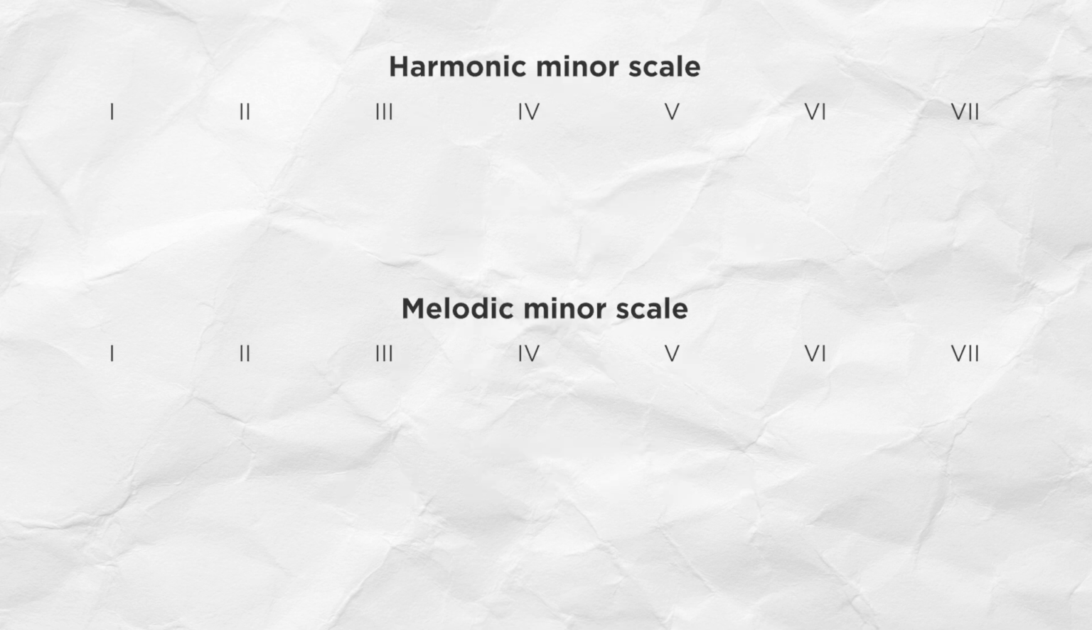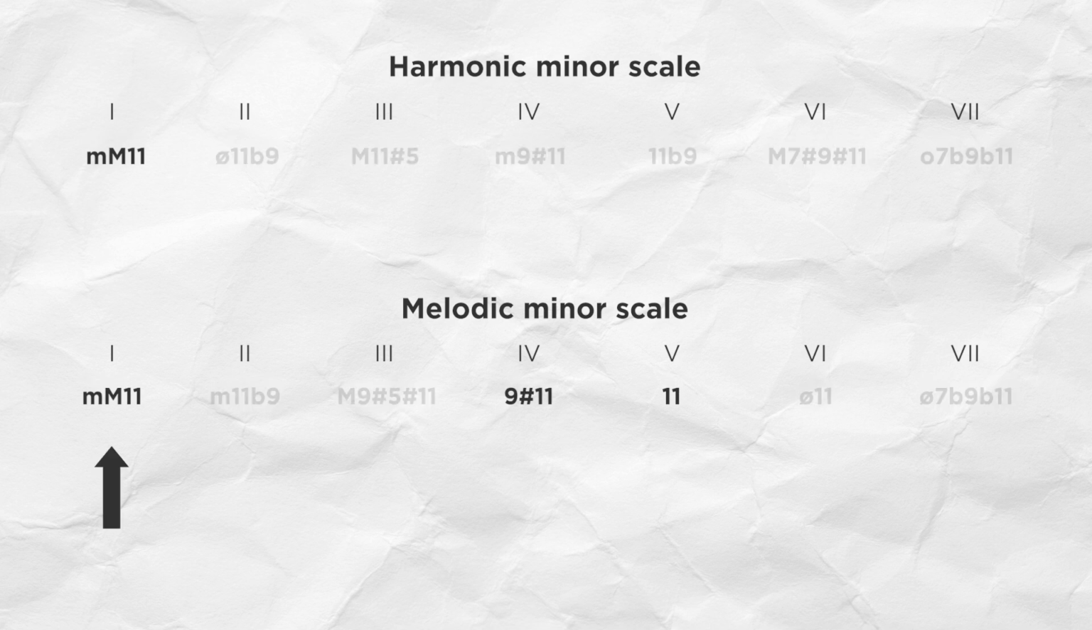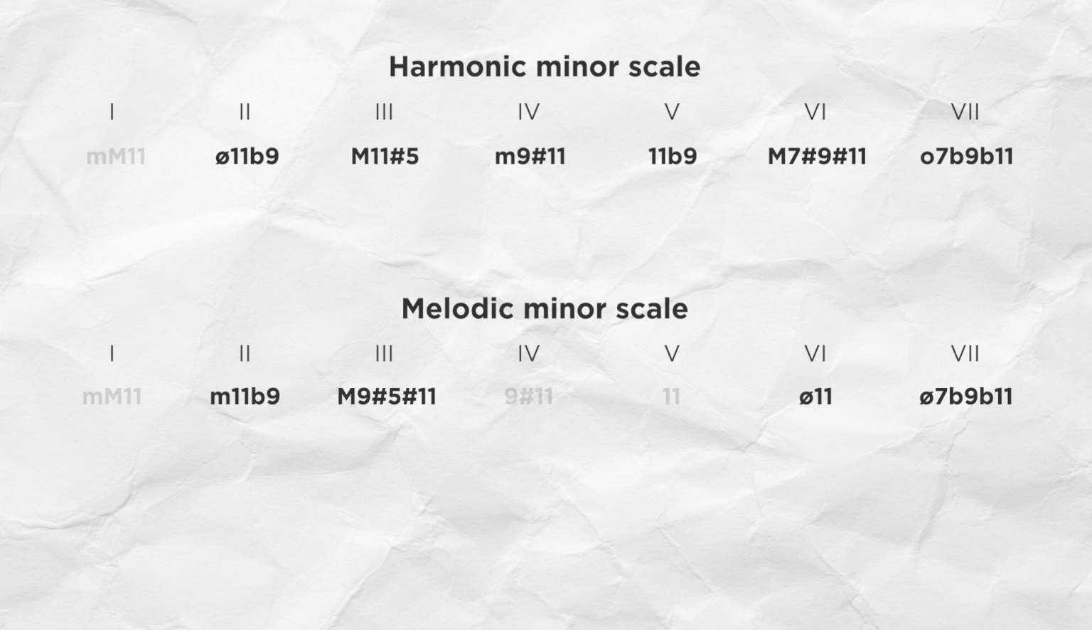If we build 11th chords with those scales for all their degrees, we get this. That's a lot of chords we haven't seen yet. Some that we can play as is, like the minor major 11th with a minor 3rd and a major 7th. That's the detective chord, and other chords that seem to have very dissonant intervals.